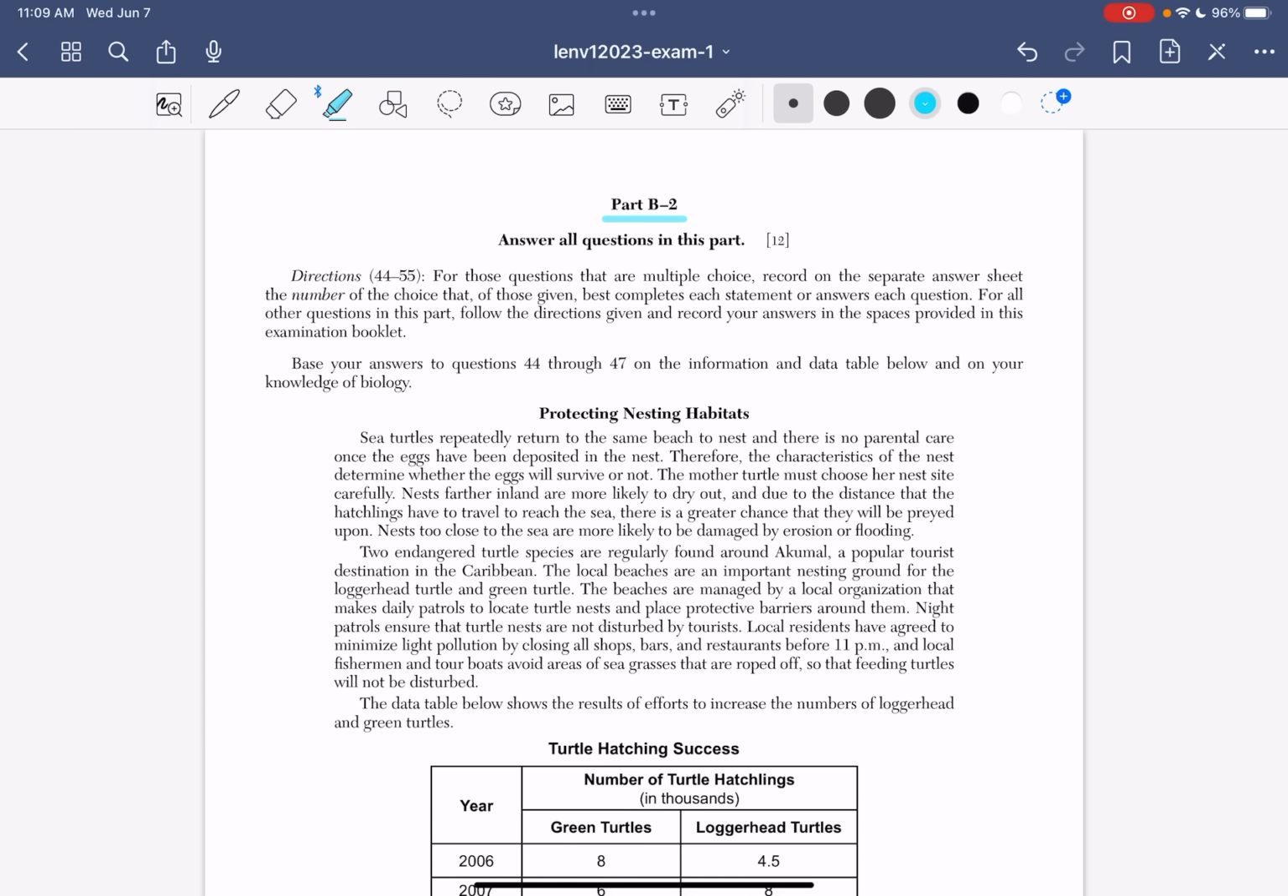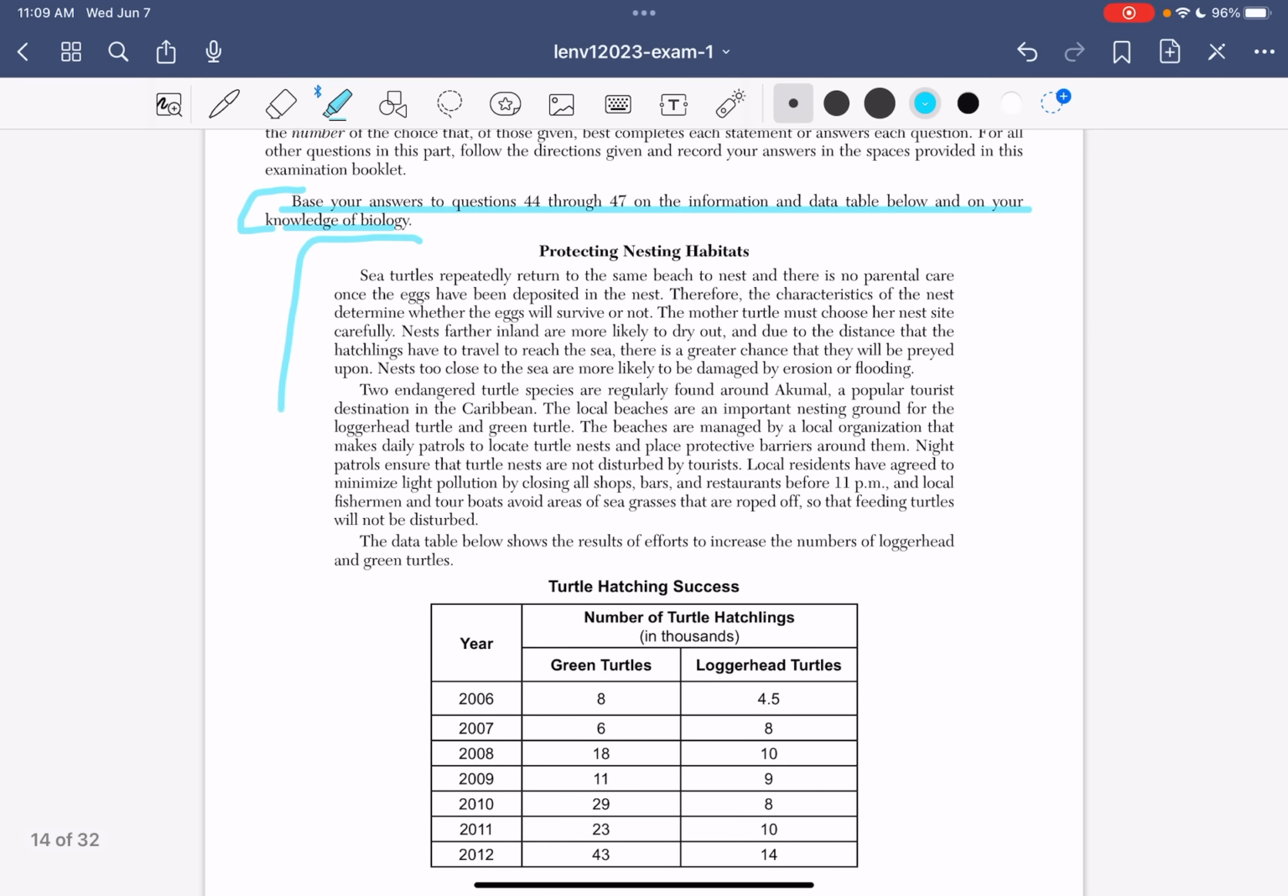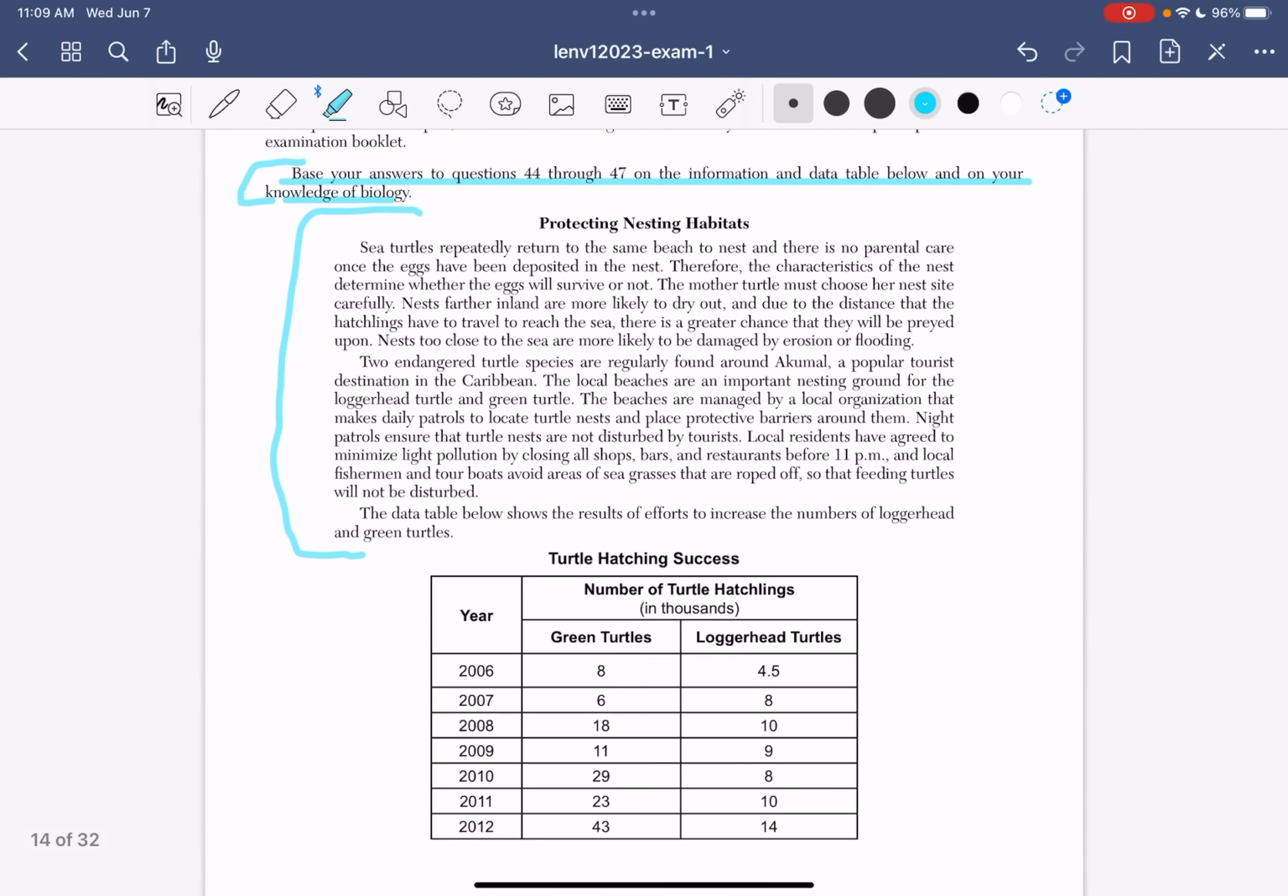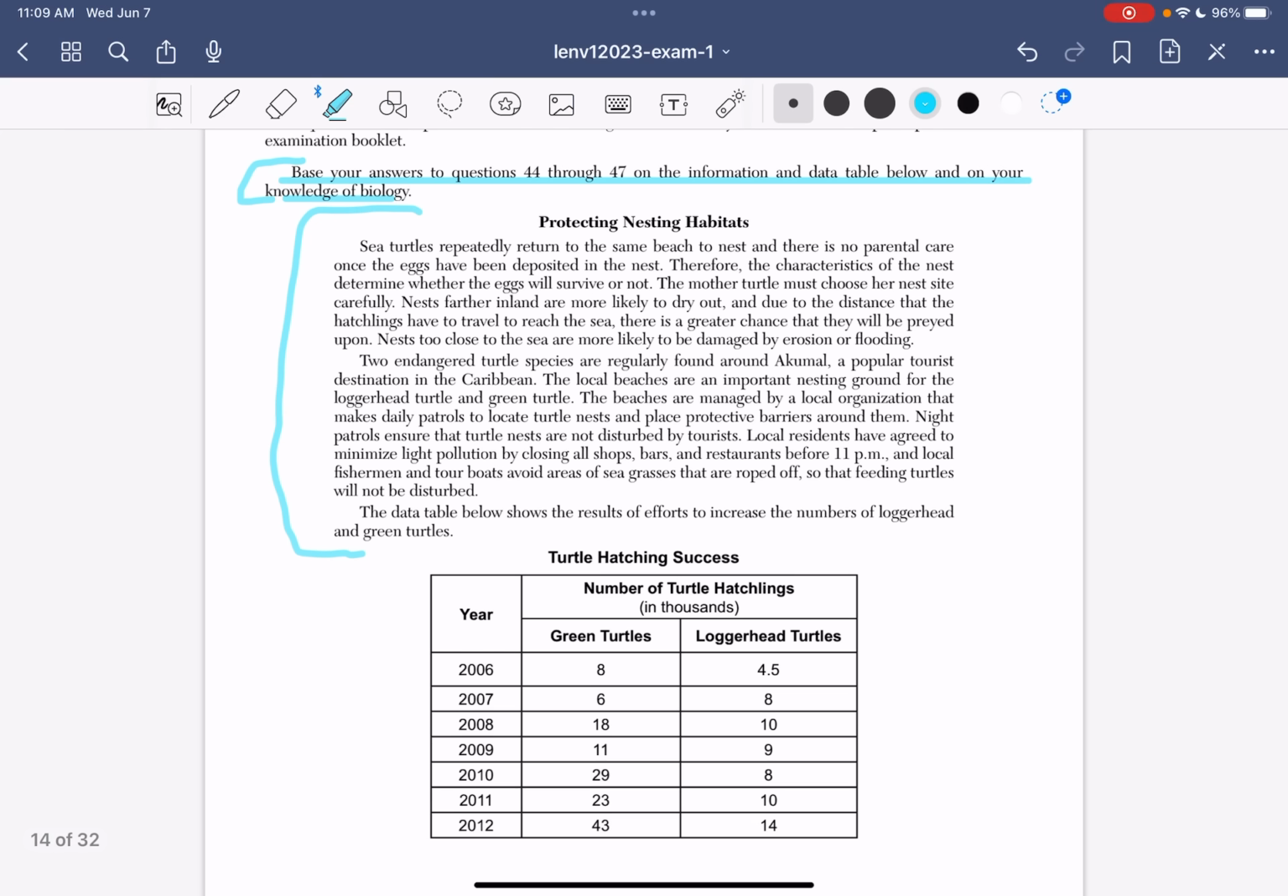Let's go ahead and read the directions. And we're going to start reading the directions from here. Base your answers to the question 44 through 47 on the information and data table below and on your knowledge of biology. So we're going to read this. Do not ever skip this. You might get upset when the following questions don't have anything to do with the reading. Sometimes they do, sometimes they don't. It does not matter. You read it all, okay? So you're going to take your pencil or your pen and you're going to start reading and annotating.